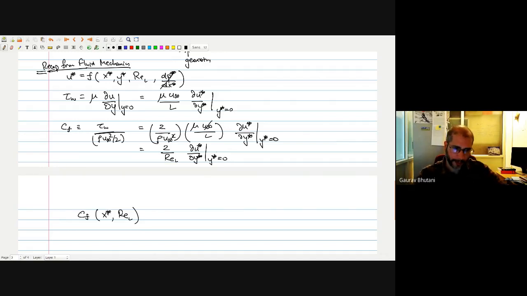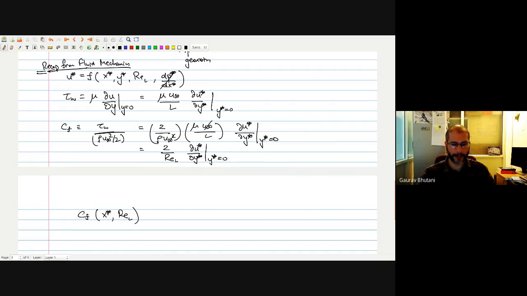So the aim, of course, was to find this dependence of the skin friction coefficient on x star and Reynolds number for a given geometry. So if you're working with, let's say, aeroplanes, we're working with aerofoils, and we have a certain shape of an aerofoil, and we are looking for the skin friction coefficient for different Reynolds number situations, like the plane moving faster or slower, and so on. So we don't need to solve it again and again.